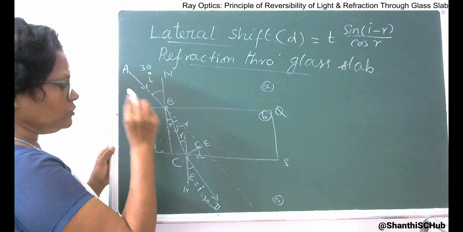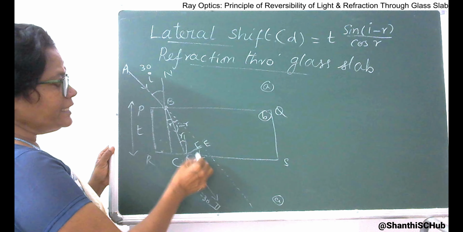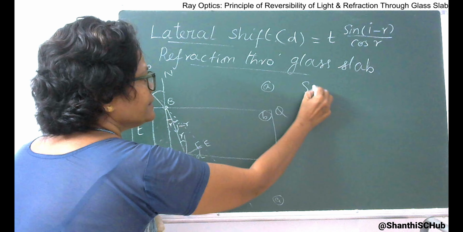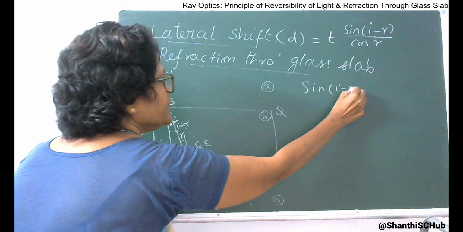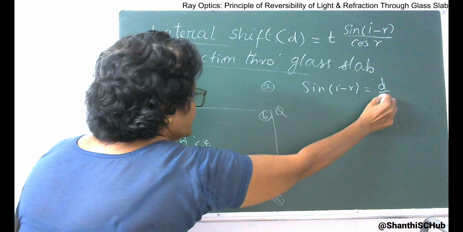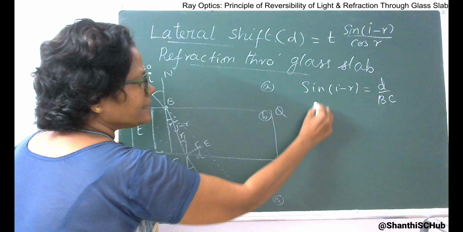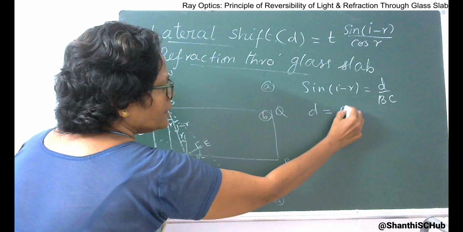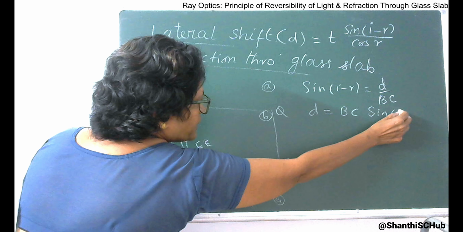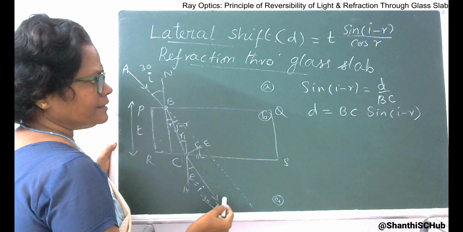So let me extend this normal also like this. So this angle is I minus R. So D is opposite to I minus R, which means I can write sine of I minus R, opposite side by hypotenuse, which is BC. So D is equal to BC, the hypotenuse of the triangle, into sine I minus R.